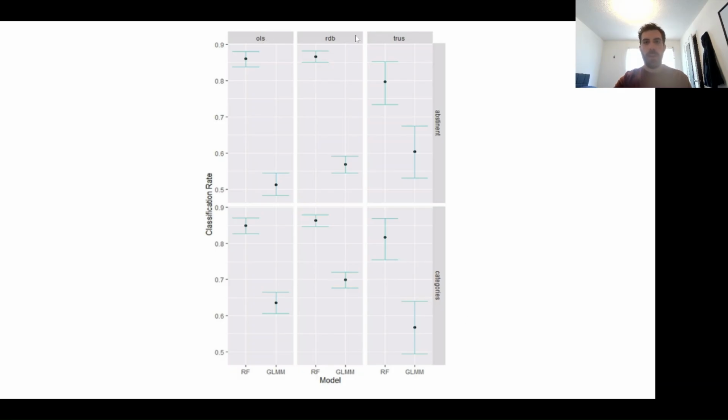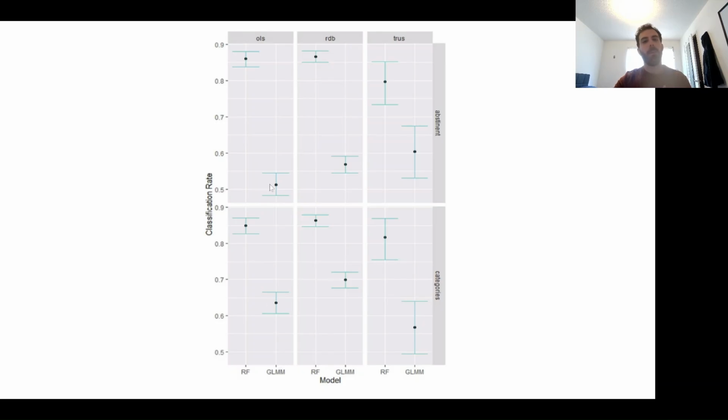So these are the studies I referenced before. So it's always good to reproduce your findings, right? If it held up in one study, did it hold up in the next study, in the third study? So we have 3 different studies, and we're comparing, how did the RF model compare to the GLMM model in terms of their classification rate.